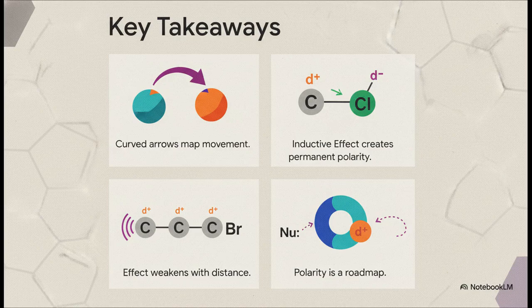So let's just quickly recap the big ideas. First, curved arrows are the language we use to draw the story of electron movement. Second, the inductive effect is this permanent, built-in polarity that's caused by differences in how greedy atoms are for electrons. Third, this effect travels down the carbon chain, but it fades out pretty fast. And finally, and this is the most important part, this built-in polarity creates a roadmap that lets us predict where chemical reactions are going to happen.